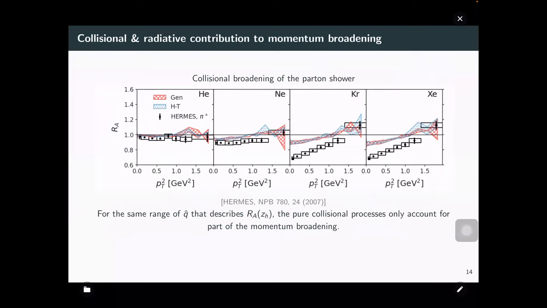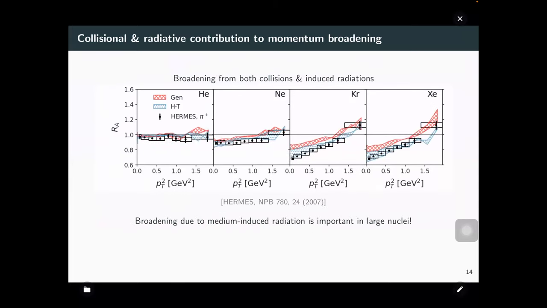You can also look at the transverse momentum spectrum. In this first plot, I only showed you the transverse momentum spectra of pions, including only collisional effects, only those multiple collisions between jet and medium. And as you can see, with the same parameters that describe the collinear modification of the fragmentation function, only the collisional effect is not enough to describe the broadening of the transverse momentum spectrum. But once you turn on radiation, it turns out that radiation actually contributes at least another 50% of the broadening, to bring this broadening effect much closer to the data.